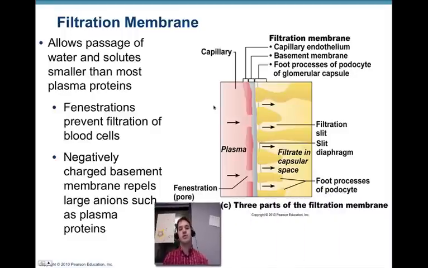So this filtration membrane allows passage of water and solutes smaller than most plasma proteins. So plasma proteins won't go through. And neither will blood cells. They just won't fit through here. A lot of large anions are repelled by this negatively charged basement membrane here. And that includes plasma proteins and other macromolecules, and so they won't get filtered either.